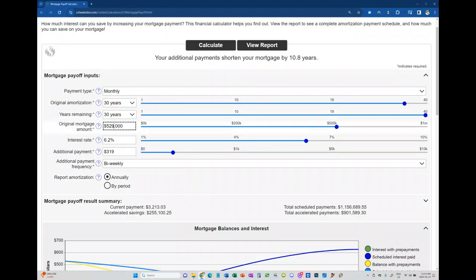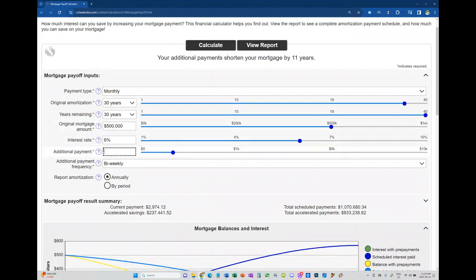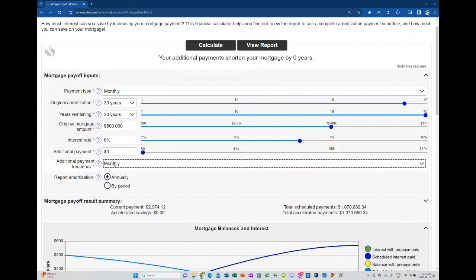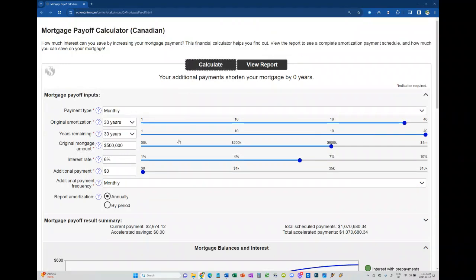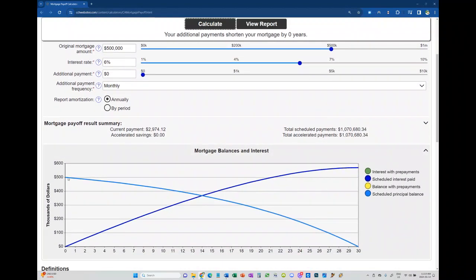We'll set this to 500,000 at a rate of 6%, and we're not going to pay off any extra. We're going to make the minimum payment that we're allowed to make, and it doesn't really matter if I set this now because we're making no additional payments, but I'll just set it to monthly to match up with our monthly payments up here. And if I click calculate up here, what it'll do is tell me that my current payments, my minimum payment that I can make is $2,974.12. And on the graph here, you can see that it looks like we're going to be paid off in 30 years.